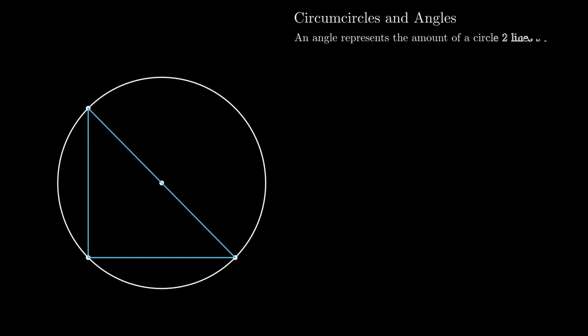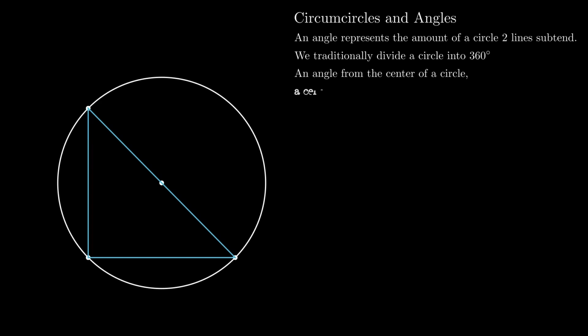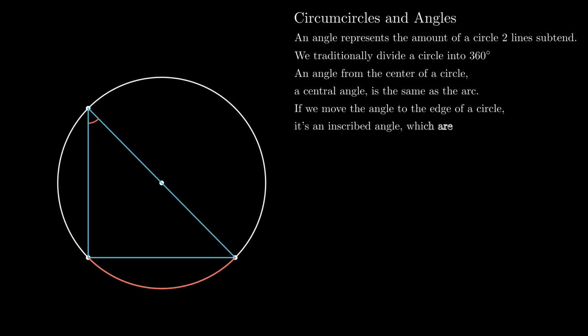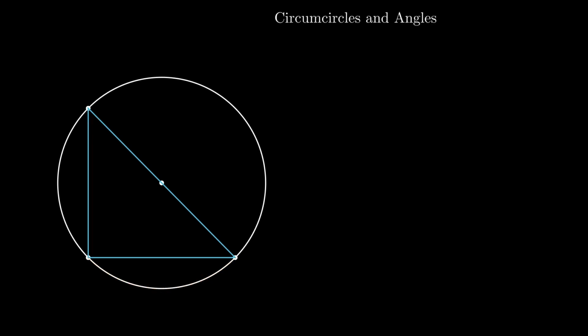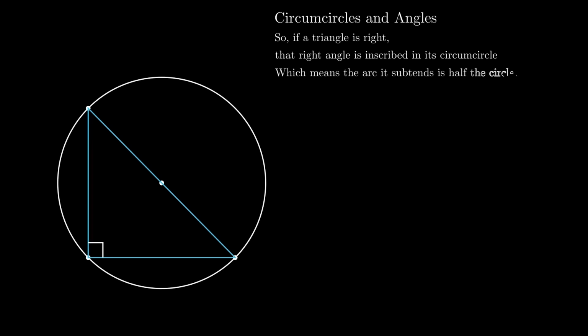Now we need to talk about some angles. An angle in general represents the amount of a circle 2 lines subtend. We traditionally divide a circle into 360 degrees. So an angle from the center of a circle, a central angle, is going to be the same measure as the arc it subtends. And if we move the angle to the edge of the circle, it's an inscribed angle, which is half of the central angle of the same arc. So if a triangle is right, that right angle is inscribed in its circumcircle, which means the arc it subtends is half the circle, so the hypotenuse must also be a diameter of that circumcircle.